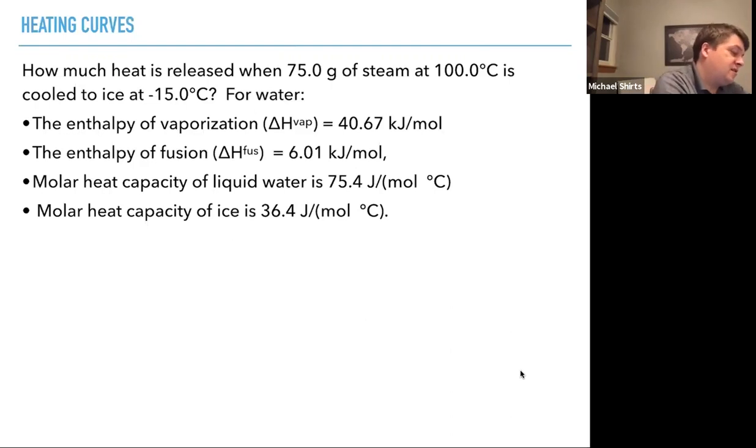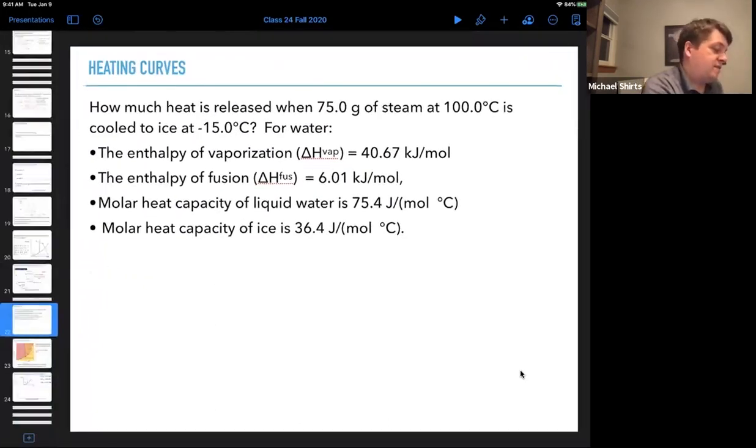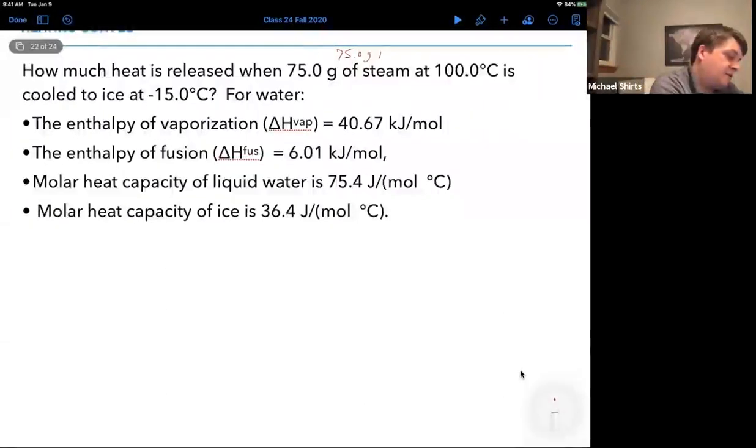We're given molar heat capacity, so we're going to have to convert here. 75 grams H2O times 1 mole of H2O over 18.02 grams of H2O. As the grams of H2O cancel, we get 4.16 moles of H2O. So this is about 4 moles of water.